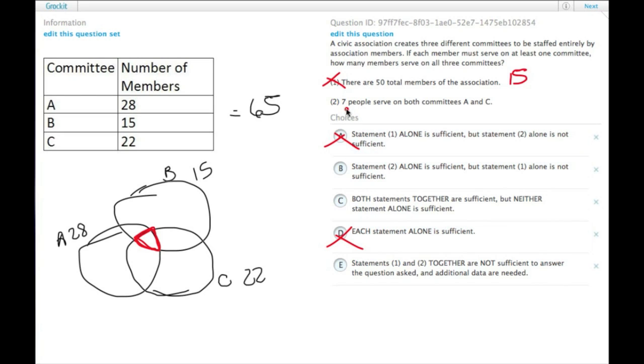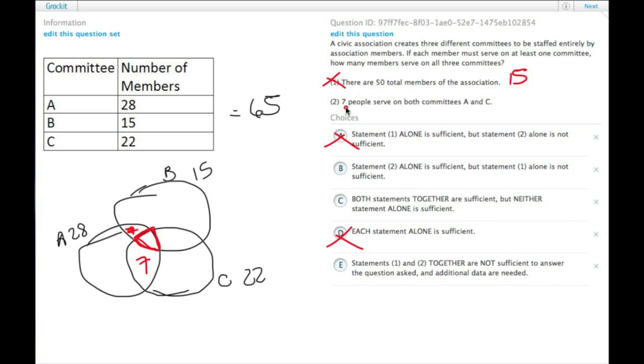Statement 2 tells us that 7 people serve on both committees A and C. So this little area here, oh sorry, A and C, this one is 7. Now it's possible that those 7 people are actually the ones who serve on all 3 committees. It's also possible that none of those 7 people serve on all 3 committees.